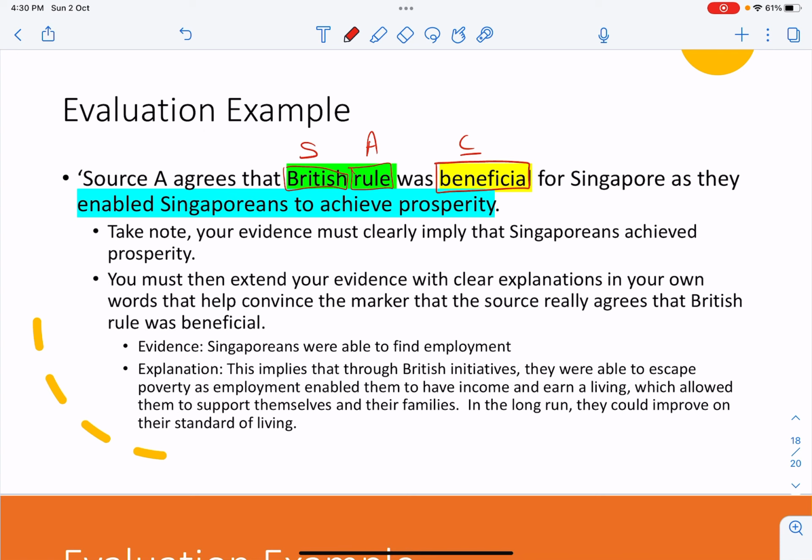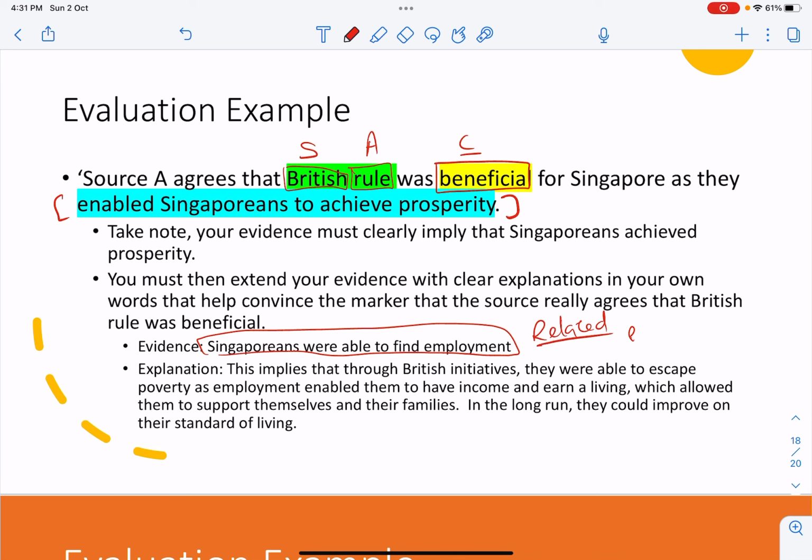Okay, this is one example. Source A agrees British rule in Singapore was beneficial. Reason: enabled Singapore to achieve prosperity. Clearly written down, clearly implied from the evidence. Okay, how do I know this? Because the evidence clearly says Singaporeans were able to find employment, right? The evidence is related to the claim.